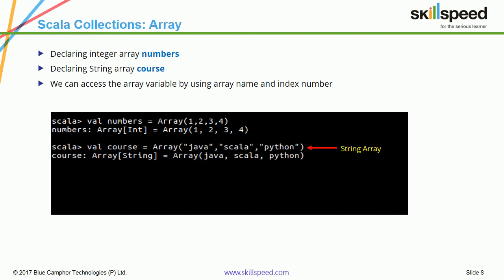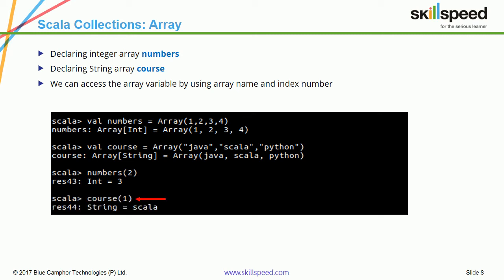Now, if you want to create a string array, you can do so by typing val course equal to Array("Java", "Scala", "Python"). This is declared as a string array. And when you want to access the variables in an array, you can use the array name and the index position. When I type numbers(2), the result is the third element, which is 3. When I say course(1), the second element, which is Scala, is displayed.